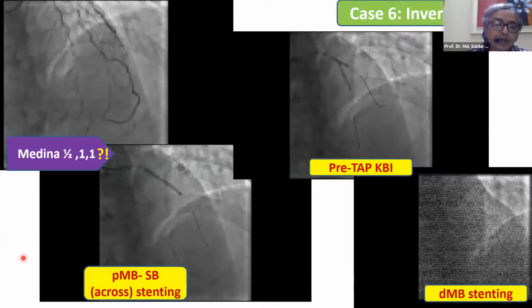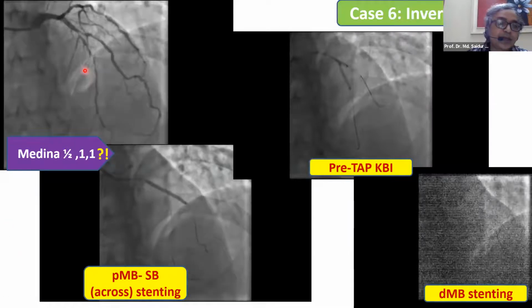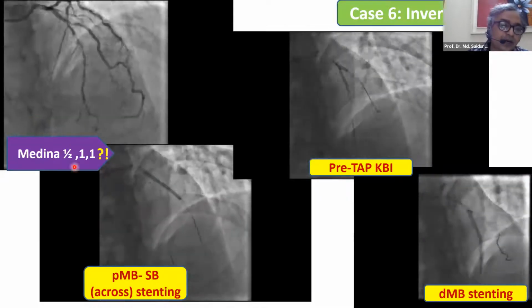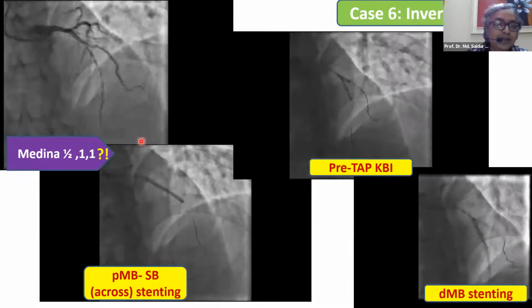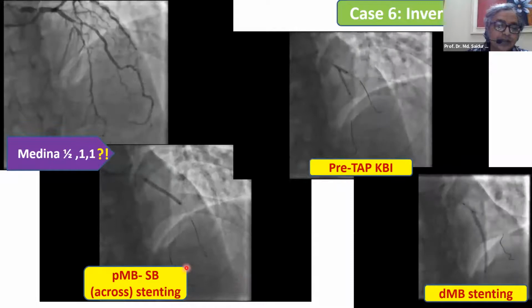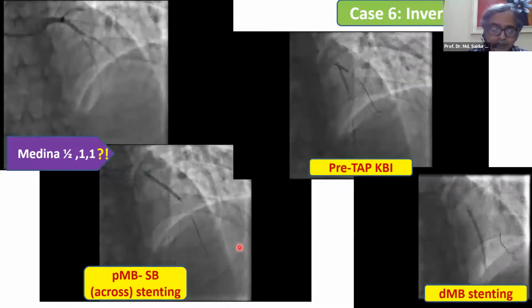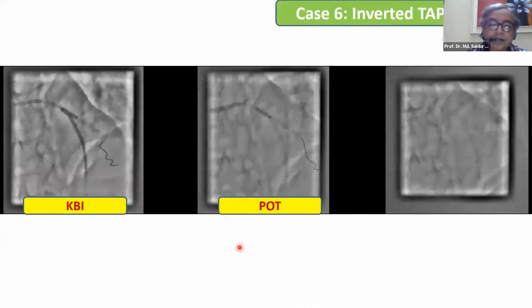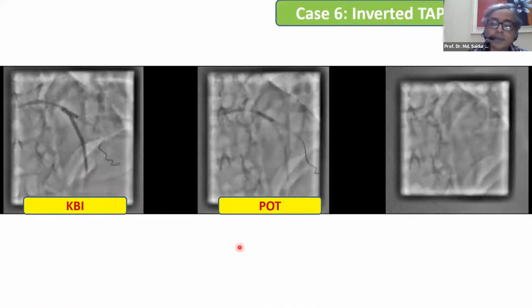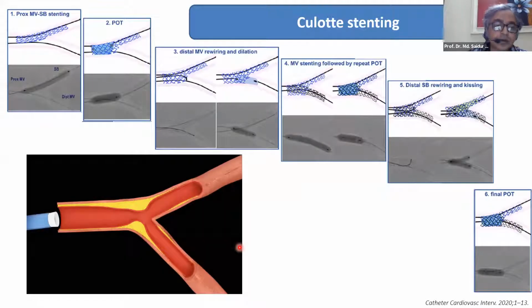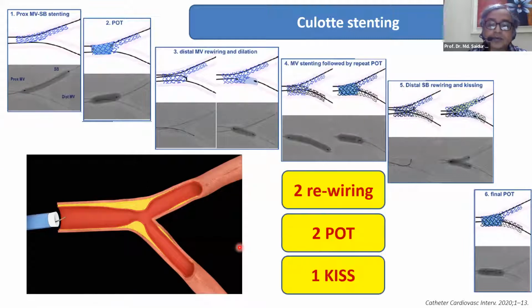If it comes to these sorts of lesions where it is a 0, or half 1-1, which is not orthodox to say, there is some disease in the first part also, and proximal MB and side branch across stenting was done here. Here is the inverted TAP, and after that the pre-TAP KBI was done. Then the KBI, the POT, and other techniques. If you go for the culotte technique here, you know that you need 2 rewiring, 2 POT, and 1 kiss.